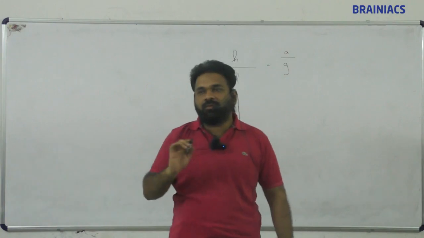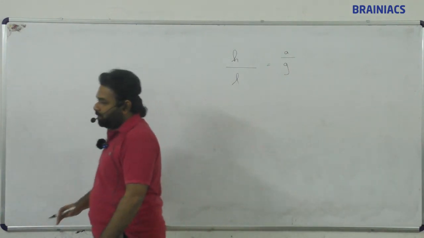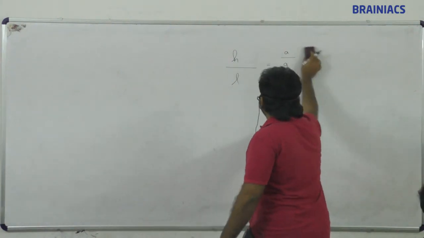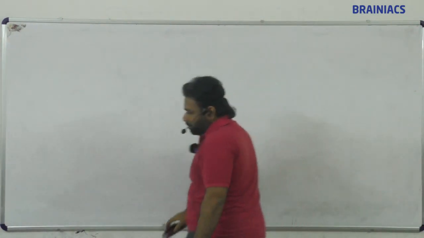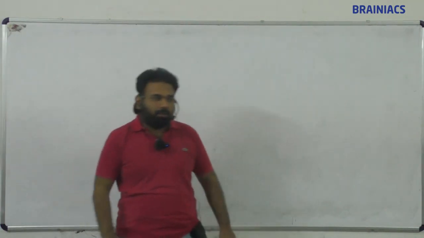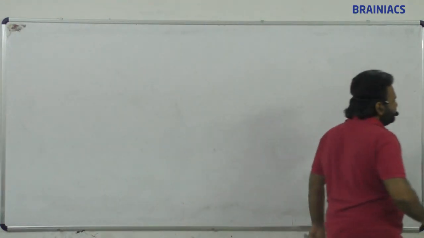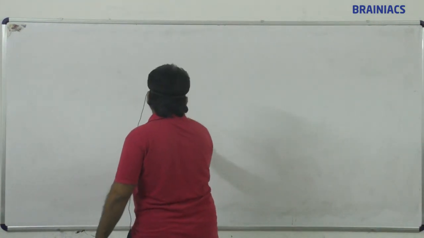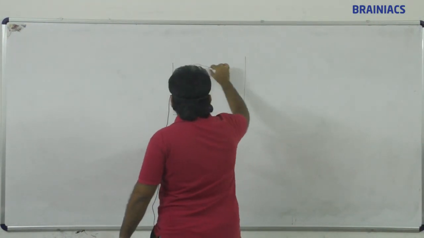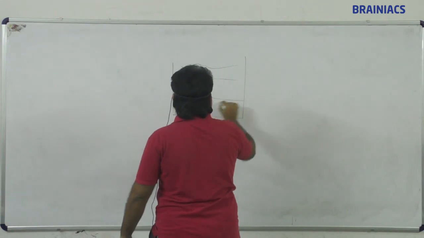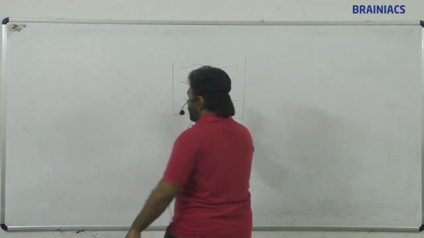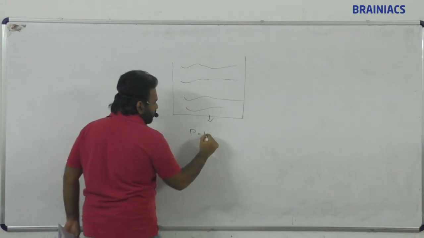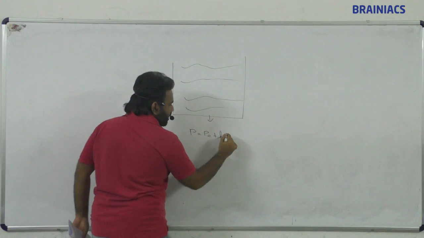So this much we have seen. Then we have seen about the manometer also, and the barometer. Before getting into the barometer, let us see one more thing. Suppose it is a beaker with water, a fluid. At the bottom, what is the pressure? P naught plus H rho g.